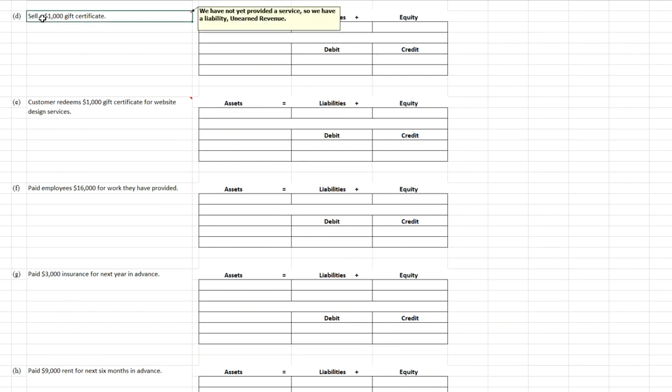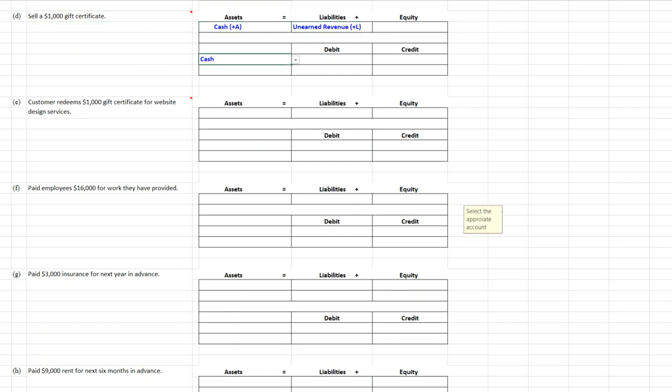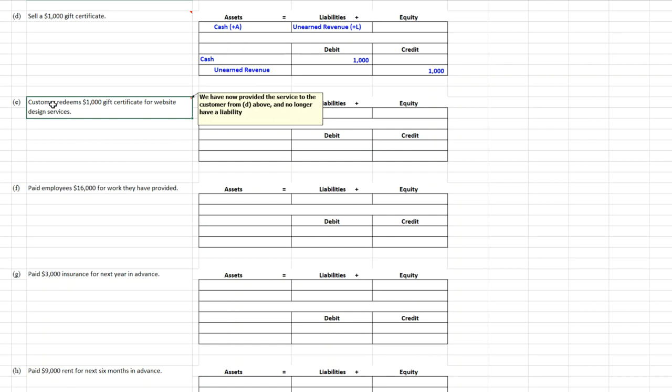We sell a $1,000 gift certificate. So we've simply sold a gift certificate. We haven't provided a service, so we don't have a revenue. We have a liability, and that liability is going to be referred to as an unearned revenue. But we've gotten $1,000 in cash, and we have that liability, unearned revenue. We're going to increase our asset cash with a $1,000 debit, and we increase liabilities, unearned revenue, with a credit of $1,000.